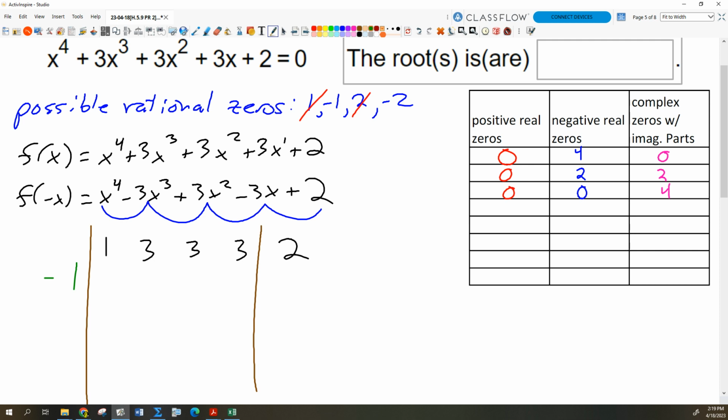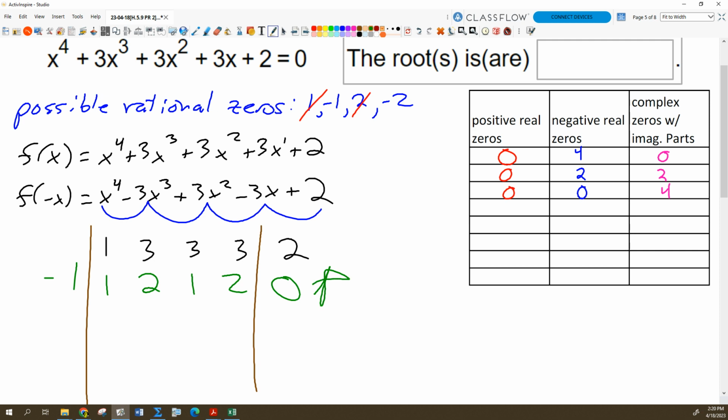Okay. So what would go below the bracket first? 1. Then what would I do? Okay, I multiply by -1 and I add to 3. I got to do that in my head. So what's that give me? I get -1 plus 3 is 2. So that's the next below number. What would the next below number be? Well, I get -2 plus 3 is 1. 1 times -1 is -1 plus 3 is 2, right? Good. -1 times 2 is -2 plus 2 is 0. Bingo, we got it, right?